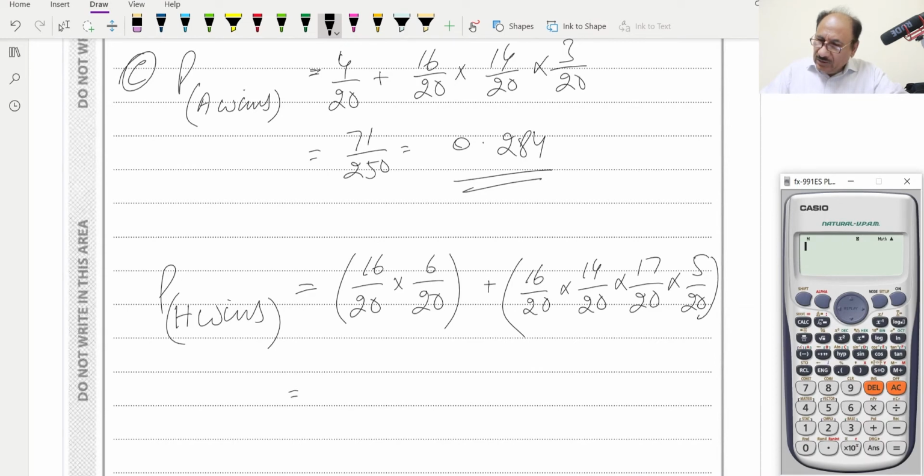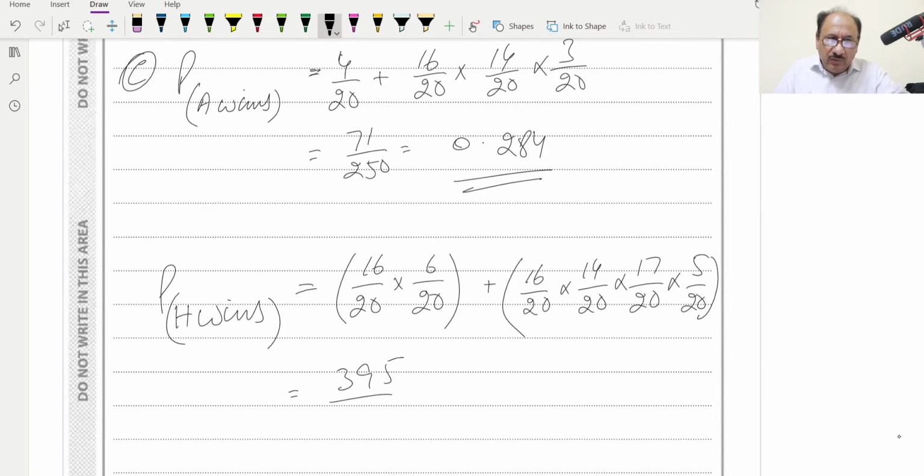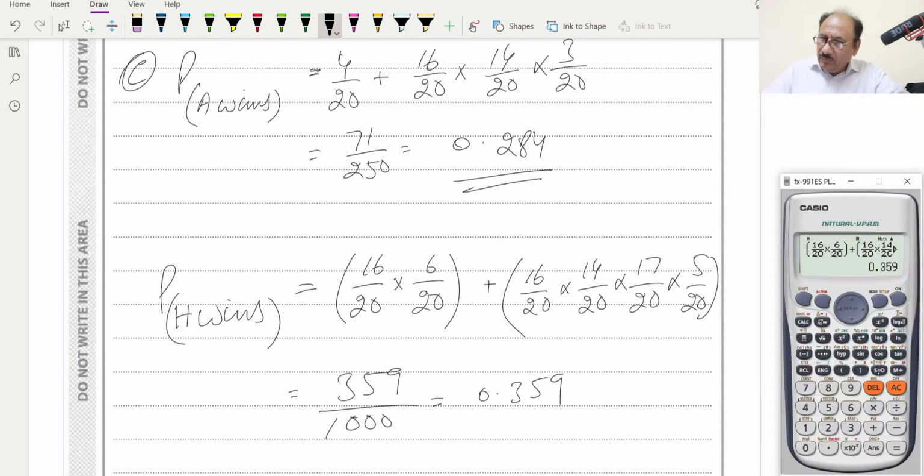So we can write in brackets 16 over 20 multiplied by 6 over 20, bracket close, plus the next one will be 16 over 20 multiplied by 14 over 20 multiplied by 17 over 20, and next will be multiplied by 5 over 20, and this will be equal to 359 over 1000, which we can write as 0.359 in decimal format.